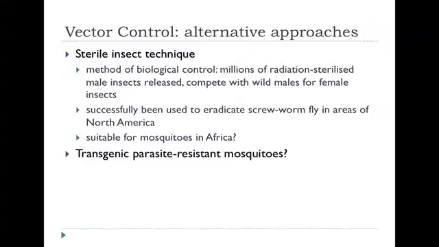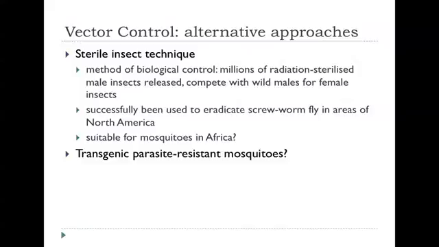In fact, in North America, it's been used on another insect, the screwworm fly, and has been very successful in eradicating it. So there's a question about whether this could be used. Another approach, a more high-tech approach, is can we make mosquitoes that are themselves resistant to the parasites transgenically? Can we give them extra genes, fiddle with their genetic makeup so that they become resistant to parasites? Again, this has been suggested. There's research going on. It's perhaps more controversial than the sterile insect technique because it requires transgenic animals.